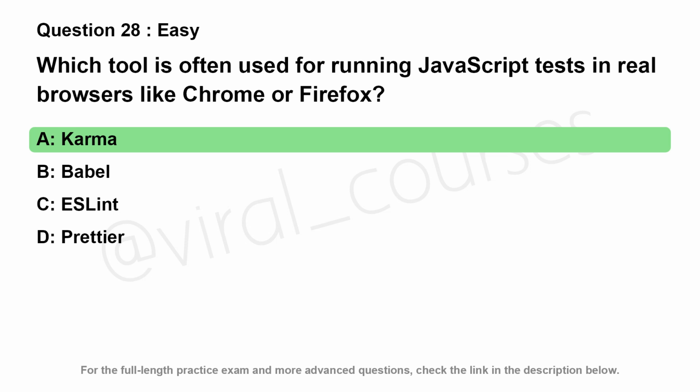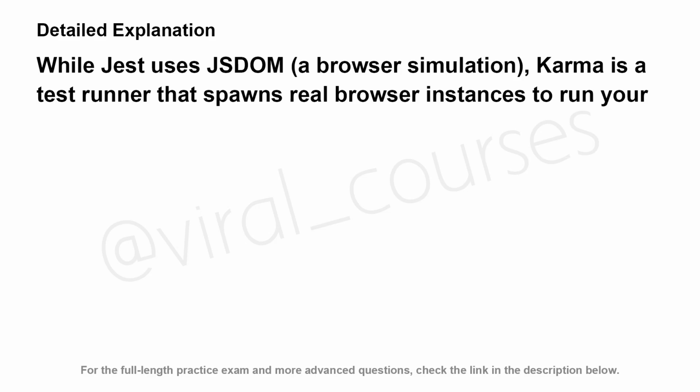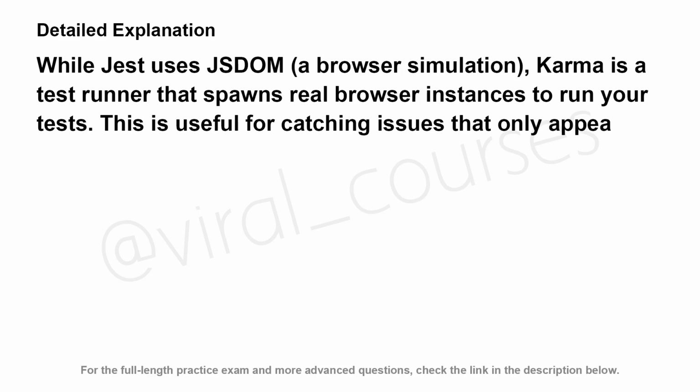The correct answer is A. While Jest uses JSDOM, a browser simulation, Karma is a test runner that spawns real browser instances to run your tests. This is useful for catching issues that only appear in specific browser engines.